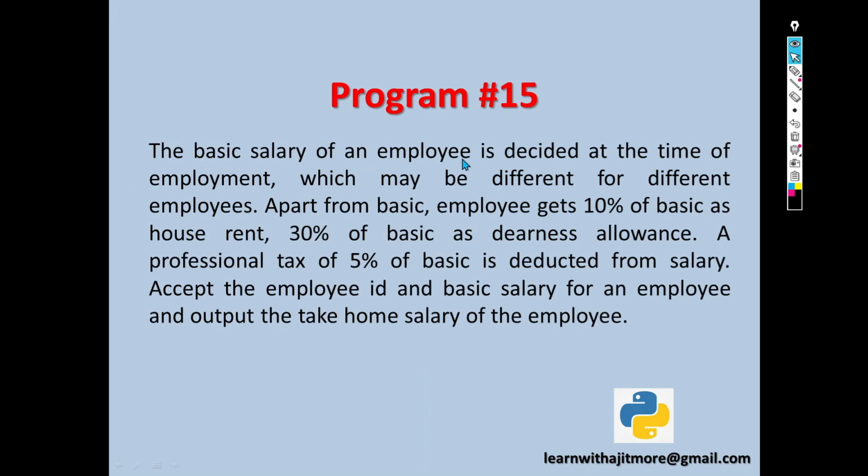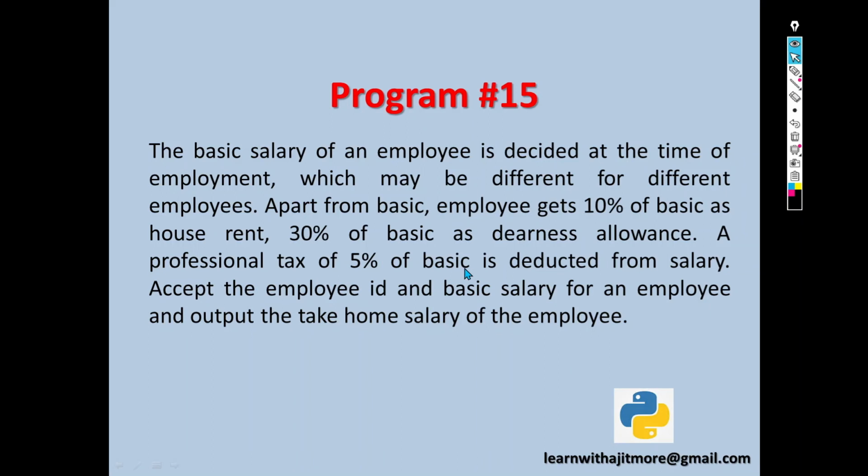The basic salary of an employee is decided at the time of employment. Whenever that employee joins, at that time, how much basic salary he is going to get is decided, which may be different for different employees. But not only the basic salary, he gets many more earnings and some deductions are also there. Apart from basic, the employee gets 10% of the basic as house rent, 30% as dearness allowance, and some taxes are deducted, like professional tax, 5% of the basic.